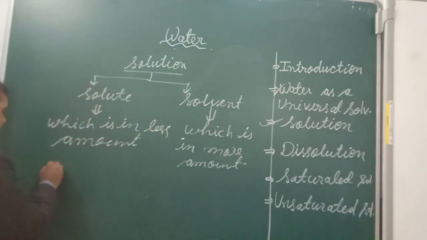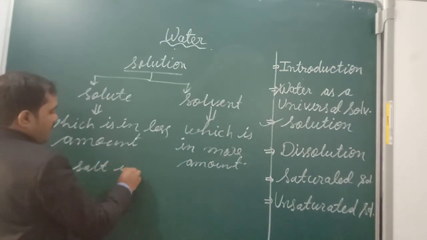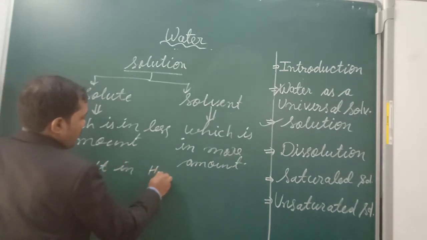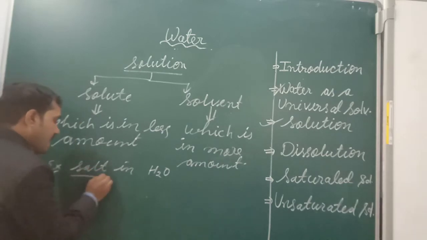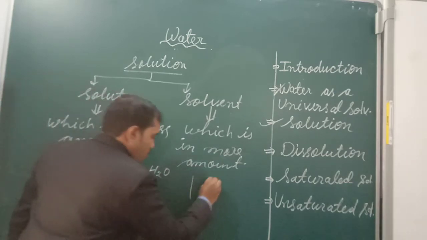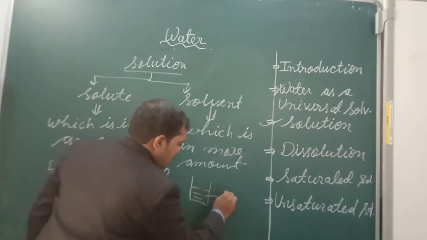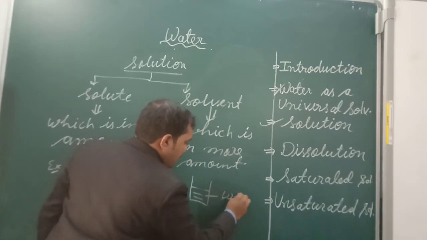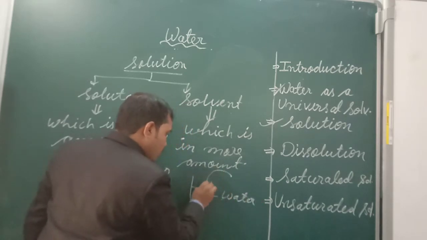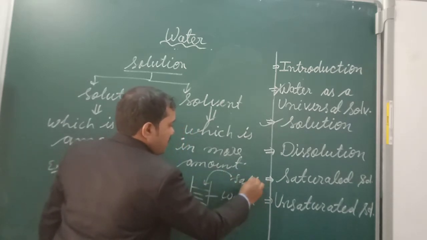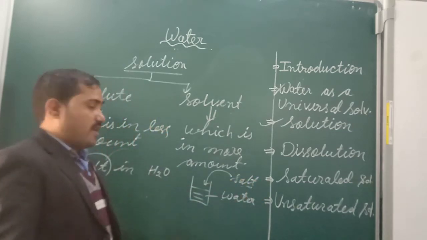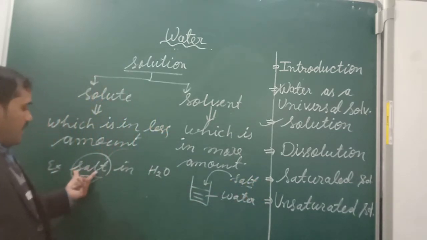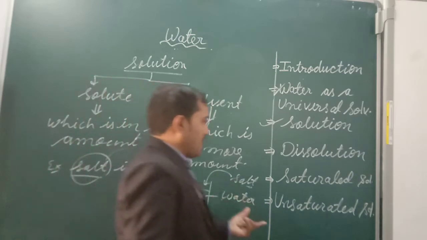For example, salt. You have added salt in water. Suppose you have taken the water. In this water you are adding the salt. It means a little amount of salt you are adding. So what is this? Salt is the solute, water is the solvent.